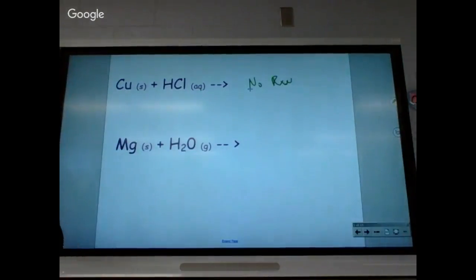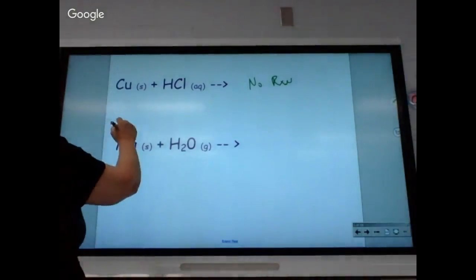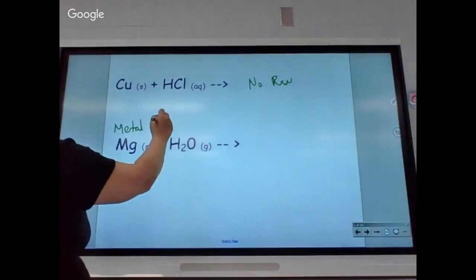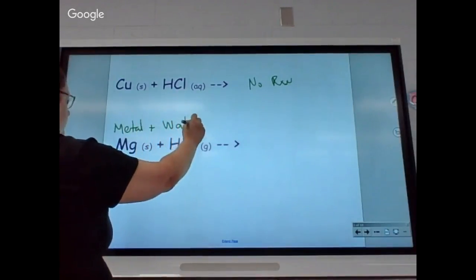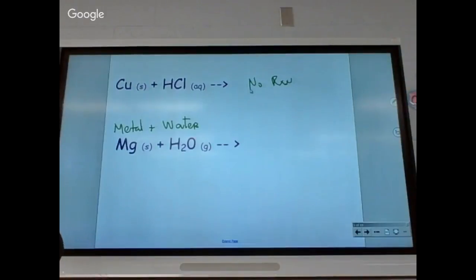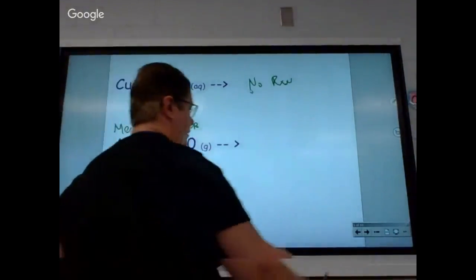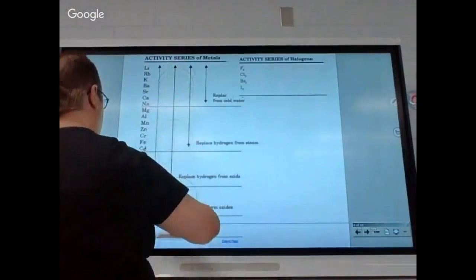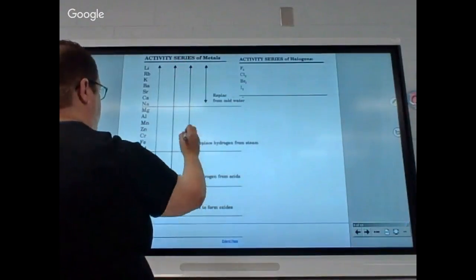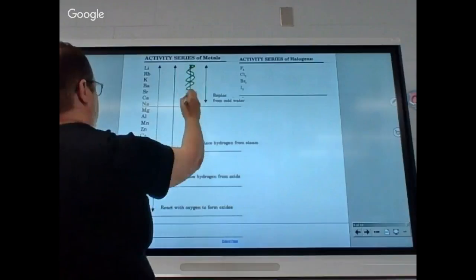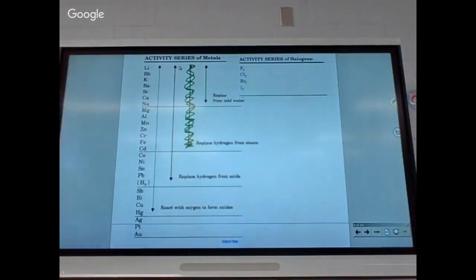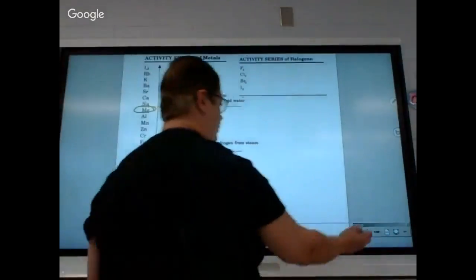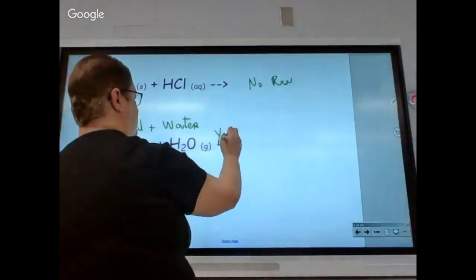Mg plus water as a gas. Now, I jumped over it because it's an oddball equation, and it's going to trip people up. Okay? First of all, it's a metal plus water. Now, when you look at it, it falls in what range? Falls in the gas range because water as steam is this arrow right here. Is Mg in that range? Yes. All right. So you have to predict.